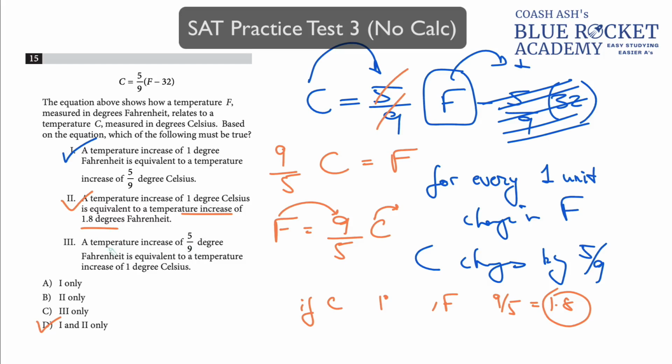This clearly is out. A temperature change of 5/9, that's not important. You never say a temperature change of 5/9 is equivalent to 1 degree Celsius. So 1 degree Celsius we already found, right? The change in 1 degree Celsius is over here. It's not 5/9, it's 9/5. So that's why this one is out. Okay, very easy. Remember, all you need to do is you have this part. One change here gives you a 5/9 change for the C value.